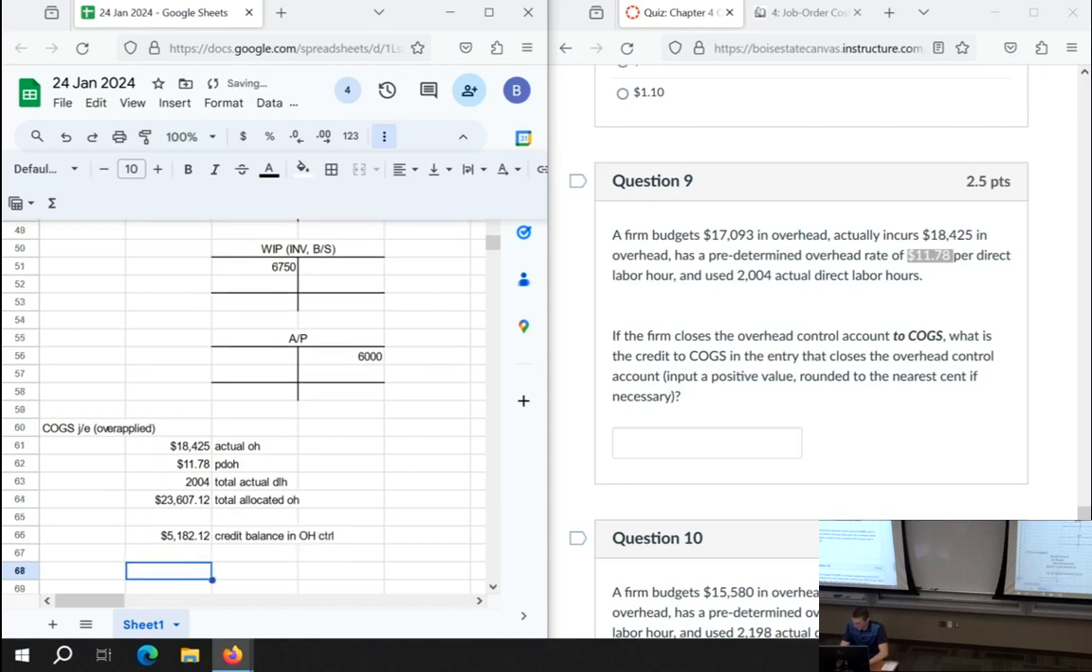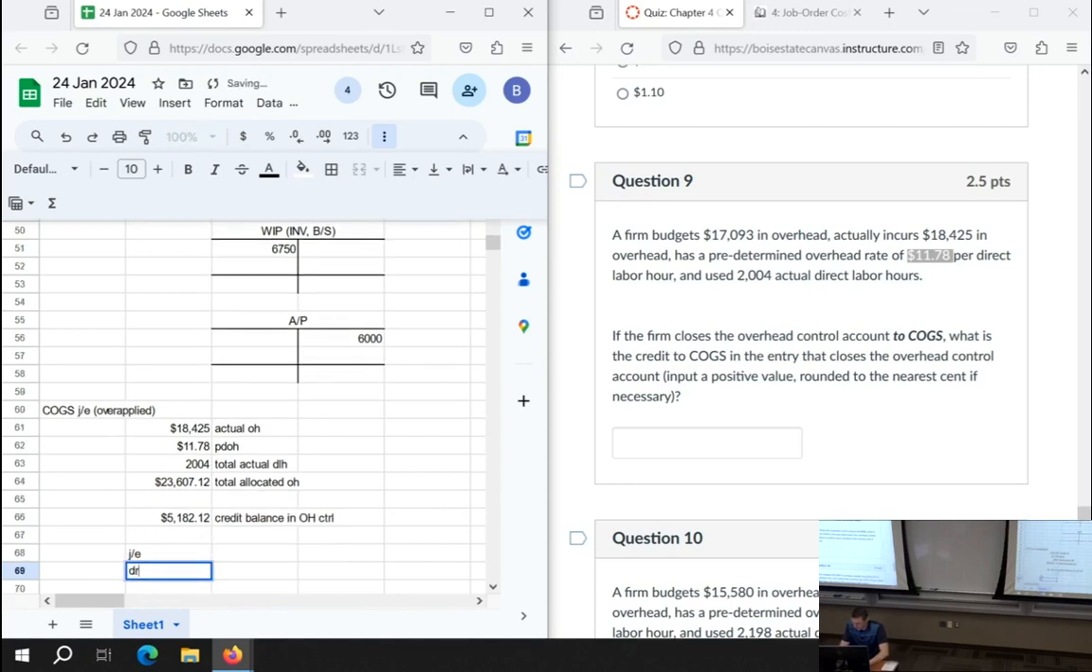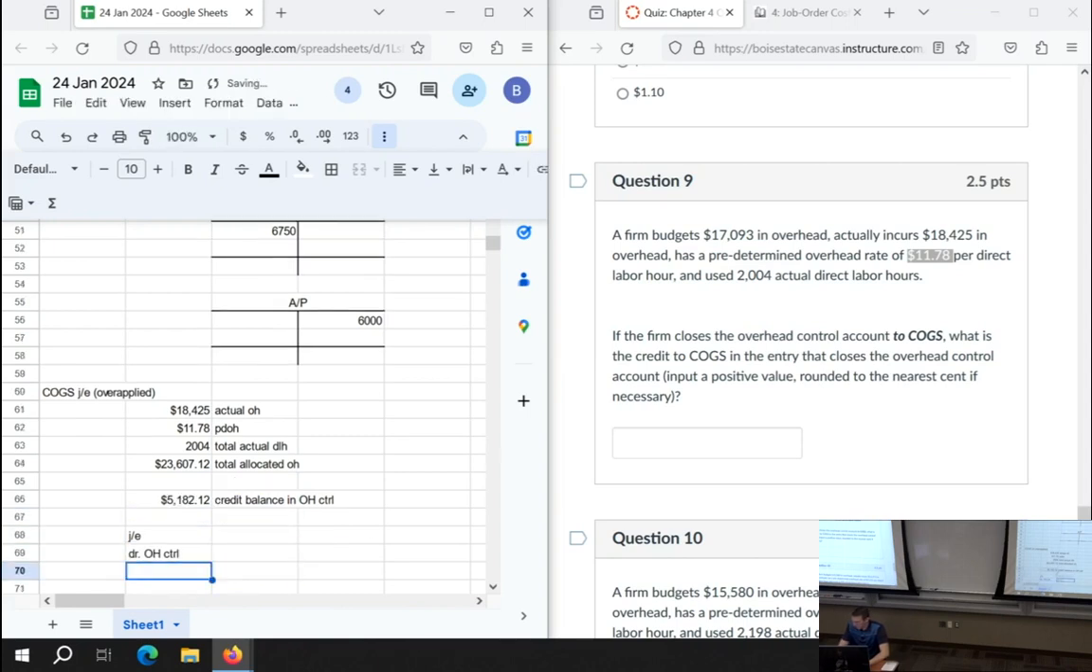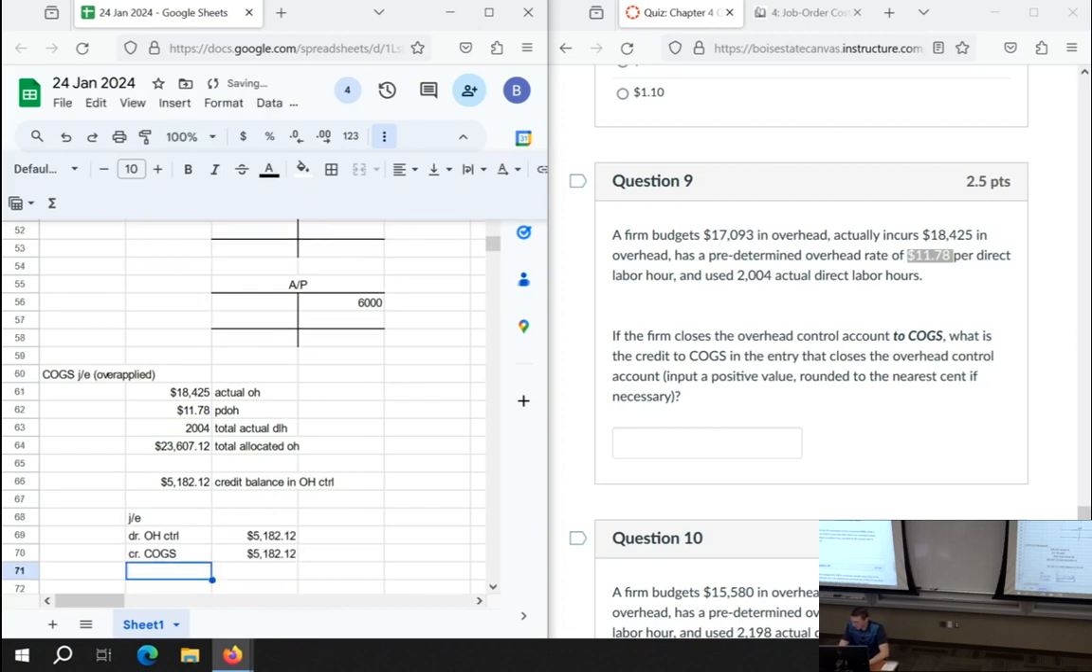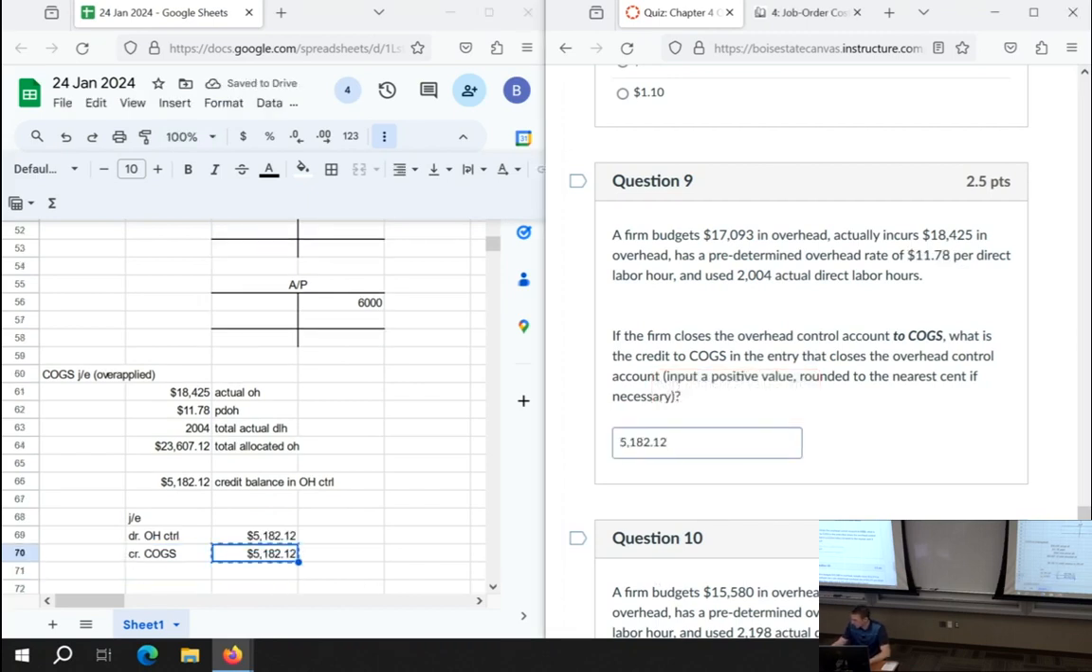So the journal entry is going to debit overhead control by this amount to get it to zero. So we have a credit balance here of that amount, and we're going to be crediting cost of goods sold that same amount. So that should be our answer here. It's going to yell at me because it's got the dollar sign.